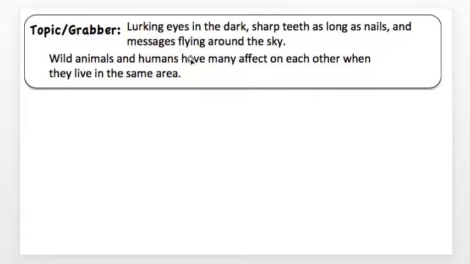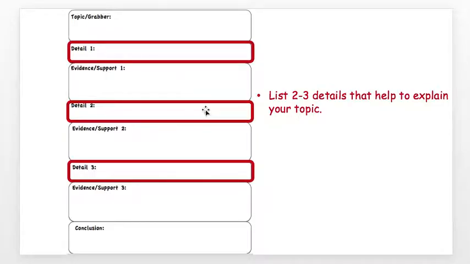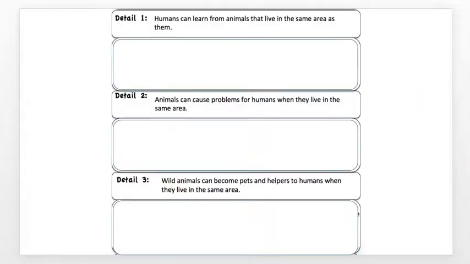If you'd like to put more, you can. Sometimes people have topic sentences that have more than one sentence to explain their topic, or they need more than one sentence or a question for their grabber, and that's okay. The next thing that we want to do is we want details. So I need 2 to 3 details that support or explain how humans and animals affect each other. So again, I use the texts to come up with those 3 details. And the 3 details that I came up with are humans can learn from animals that live in the same area as them.